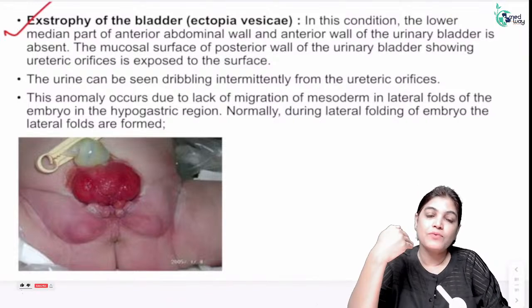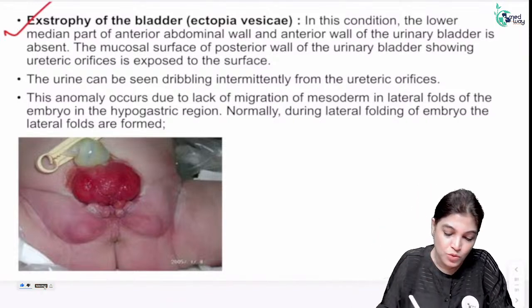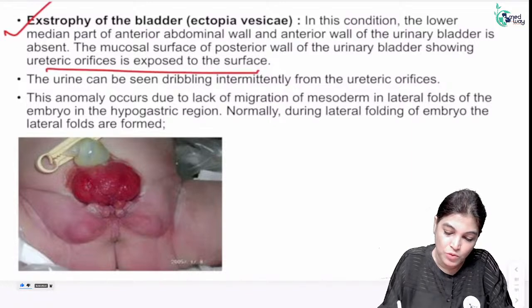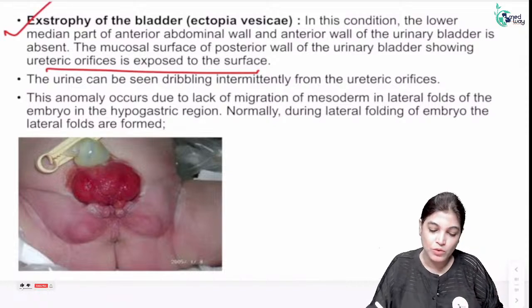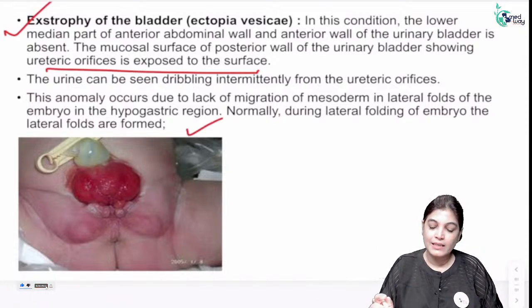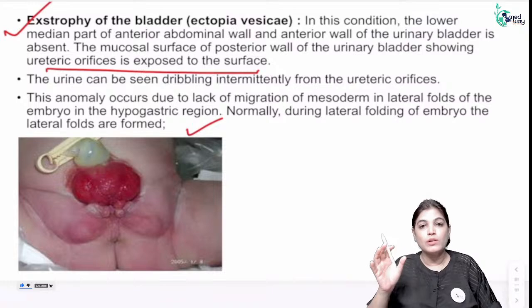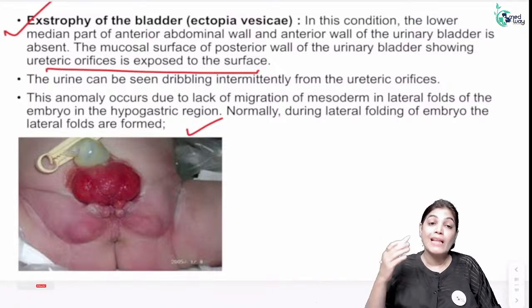The mucosal surface of the posterior aspect of the bladder showing the ureteric orifice is exposed. So there will be dribbling of urine from the ureteric orifice, and the reason is lack of migration of mesoderm in the lateral folding of the embryo, and that is leading to the case of exstrophy of bladder.